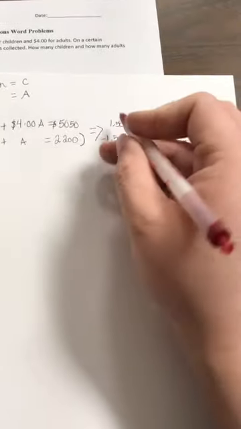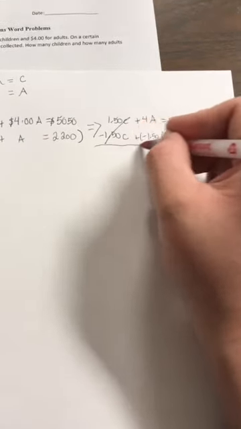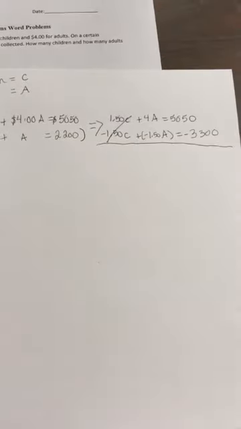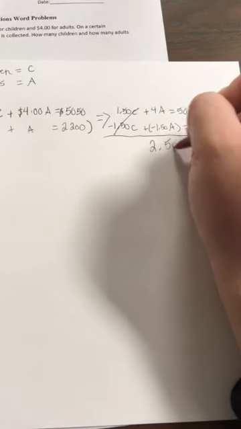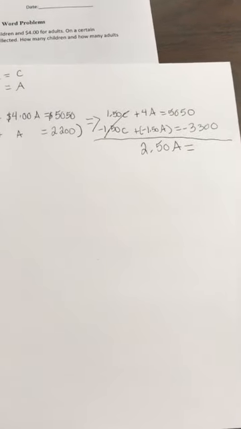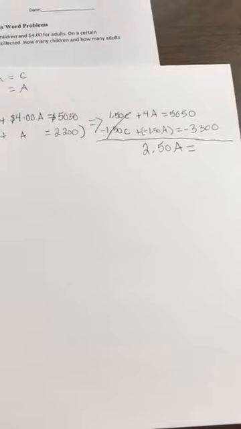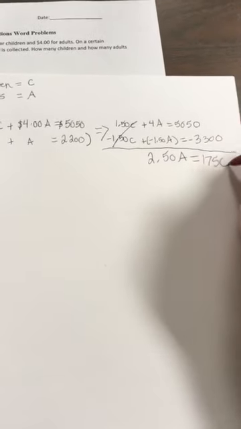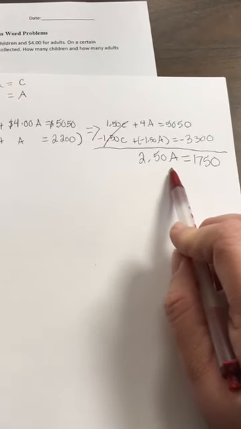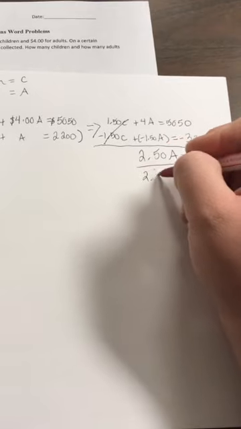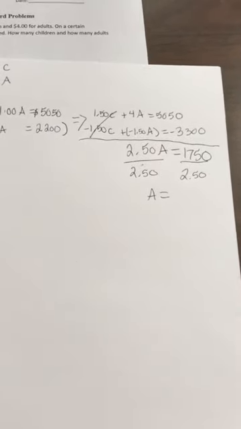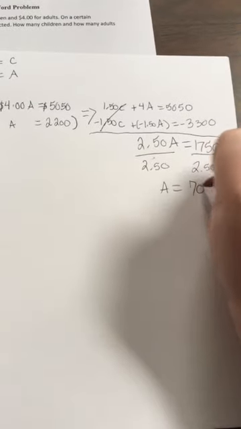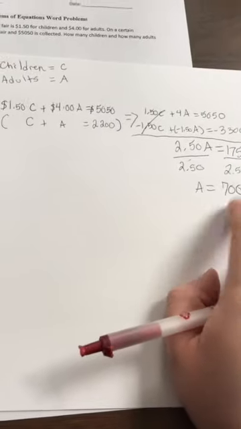If you go back to your foldable, we know now we just add these columns straight down. So our C's will cancel. When we add 4 plus negative 1.50, we get 2.50A equals the total amount that attended: 5,050 subtract 3,300 gives us 1,750. Now, we want A by itself because that'll tell us how many adults, so we're going to divide by 2.50. A is 700. That tells us there are 700 adults that attended.